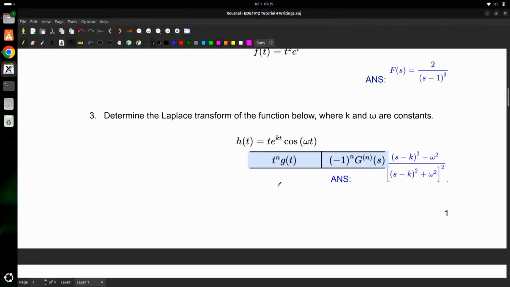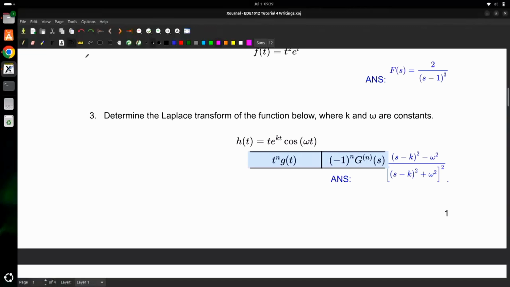So you compare apple to apple, right? Can see that there's a t and a t power n here. Then the g of t will be this entire term. The exponential times cosine will be your g of t. Okay? So you can make use of the derivative property followed by the S shifting property. But you can do the reverse also. You can do S shifting then followed by derivative property.